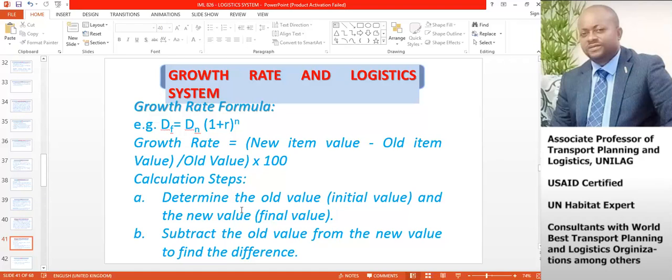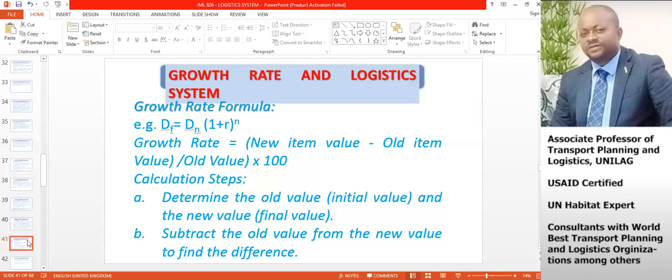You had 30,000 orders, now you are having 50,000 orders. So the new is the 50,000 order, the old is the 30,000 order. That's why it is new minus old. Secondly, you have to subtract the old value from the new value to find the difference. So that means you are identifying the old here, you are identifying the new here. Secondly, you are now doing 50,000 minus 30,000.